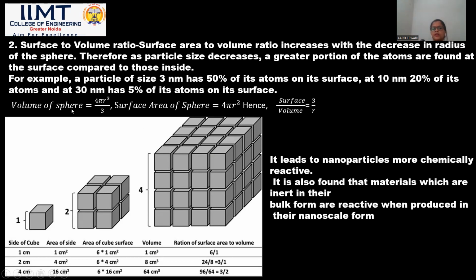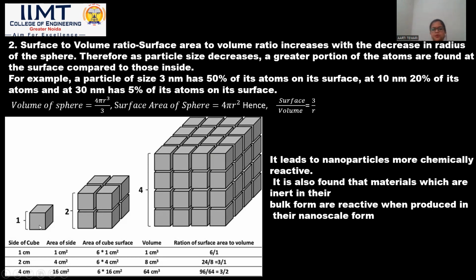You can see also here that the volume of the sphere is 4 by 3 pi r cube. The surface area is 4 pi r squared. Right? So if I take the ratio of surface to volume, I will have 3 by r. That means if I decrease the size of the particle, surface to volume ratio would increase. Right? So I will have a greater portion of atoms at the surface compared to the volume. Okay? So a particle of size 3 nanometer will have 50% of atoms on its surface. A 10 nanometer particle will have 20%. And as you go on increasing the size, the number of atoms on the surface will decrease. They will then occupy the volume.